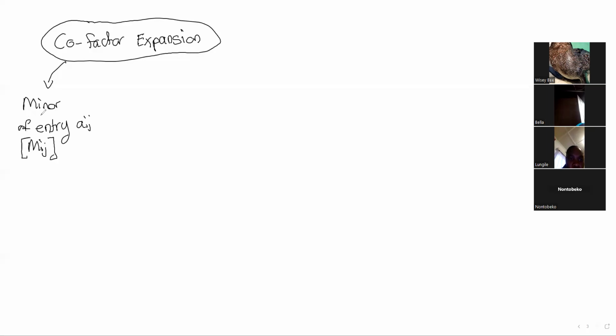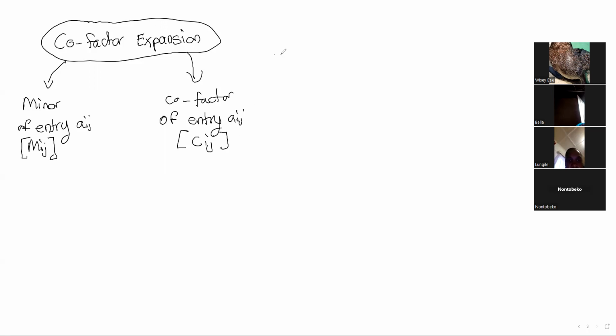So you need to know what a minor of an entry is, basically a minor of a number. I'll come back to it now. Then you need to know a cofactor of entry ij, and we denote it Cij, right?